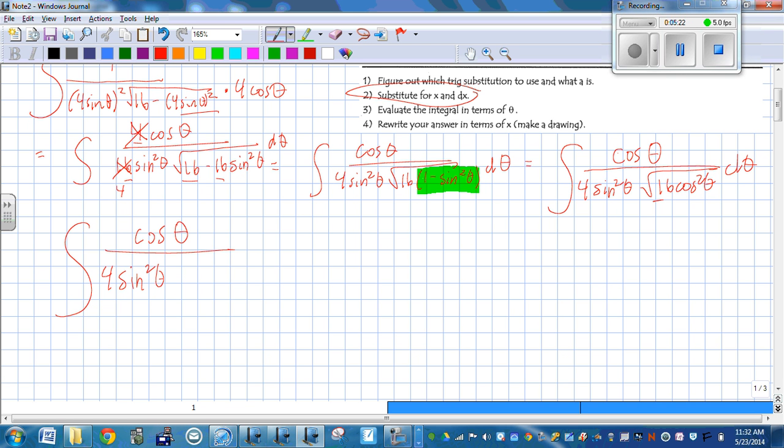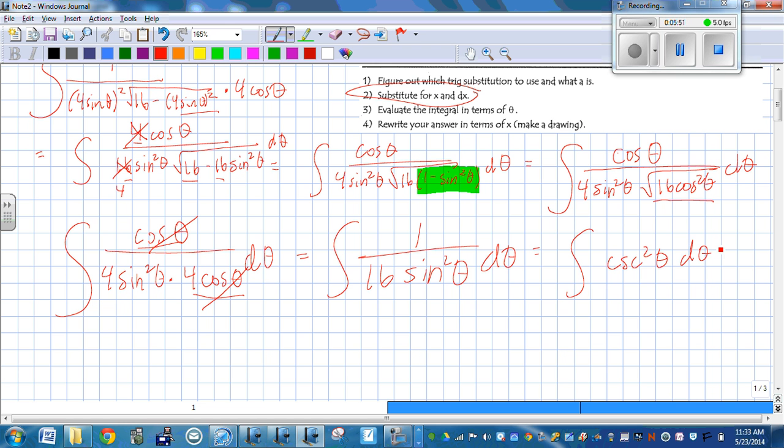If you're looking at the square root of 16, you just got 4. Square root of cosine squared is cosine of theta. And we've got common factors. Cosines cancel out. We've got 1 over 16 sine squared theta. And 1 over sine is cosecant. So all I gotta do is make that cosecant squared, and put the 1/16 out in front just to make it easier for yourself.